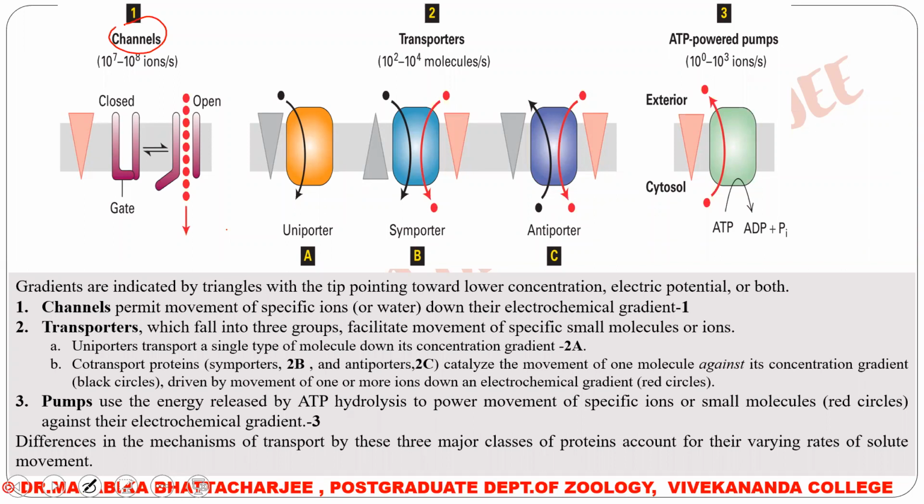Now, when we are talking about channels, keep it in mind, they permit the movement of specific ions or water down their electrochemical gradient. So that is diffusion. Whatever is moving through a channel is following the philosophy of diffusion. Since the molecules are moving from a higher to a lower concentration with the help of a channel, we can say it is facilitated diffusion using a channel. And as I said, through channels, only specific ions or water can move down their concentration gradient.